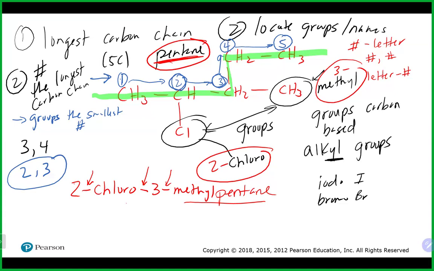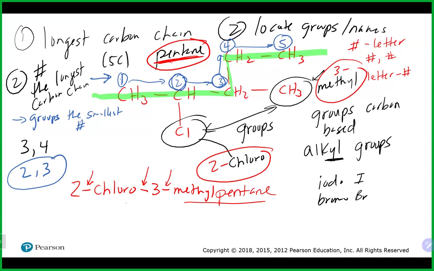So the first thing you want to determine is which way you want to number the longest carbon chain. We have two ways, right? The blue way and the black way. What determines which way you should number is just where the groups are located going in each of those directions. Going in the blue direction, the same two groups are at carbons 2 and 3. When we numbered it right to left, the black direction, those two groups ended up at carbons 3 and 4.